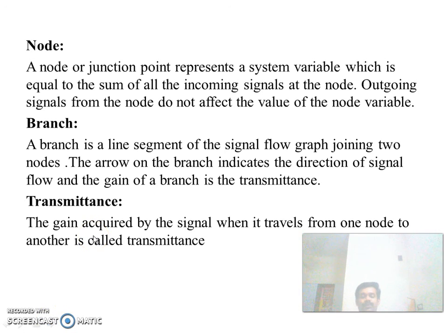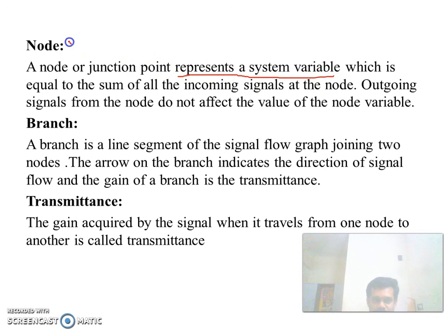Next we are going to study some terminologies we are using in the signal flow graph. So what is node? A node or junction point represents a system variable, which is equal to the sum of all the incoming signals at the node. And outgoing signals from the node do not affect the value of the node variable. Okay, this line is important. So it represents the system variable.